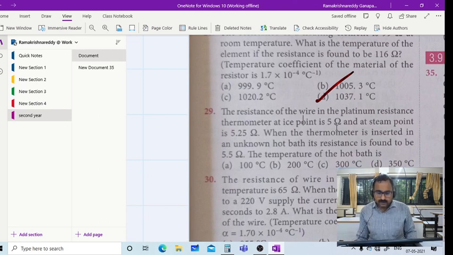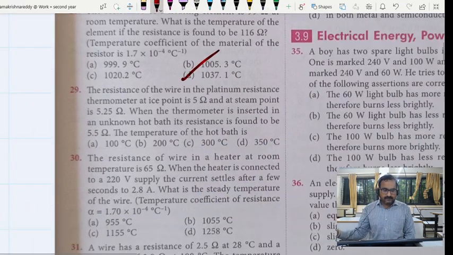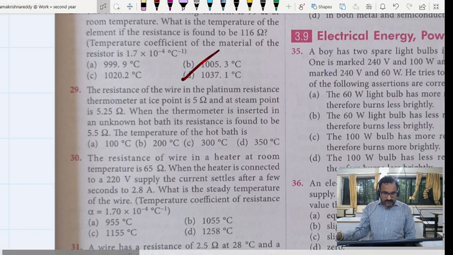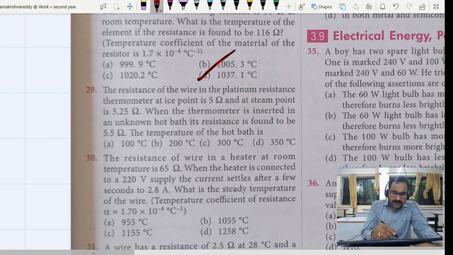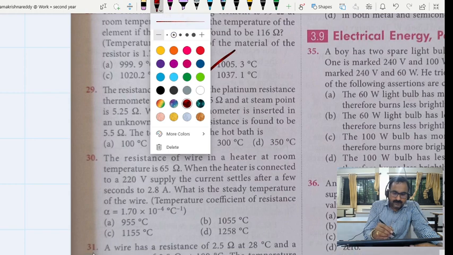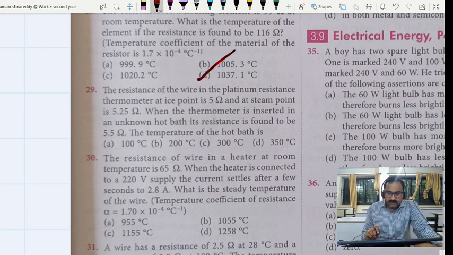Next, the second one, the 29th one. The resistance of a platinum resistance thermometer at ice point is given to you as 5 ohm, and at steam point some value is given to you. And after that, when the thermometer is inserted in an unknown hot bath, its resistance is found to be 5.5 ohm. The temperature of the hot bath they are asking.